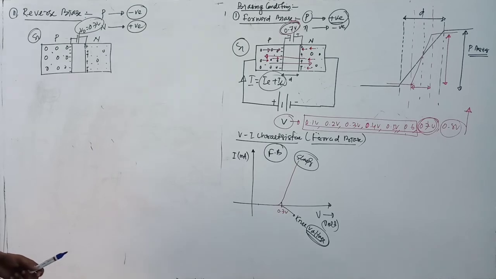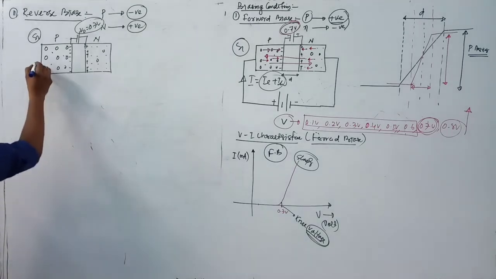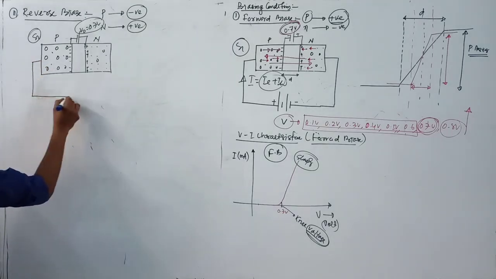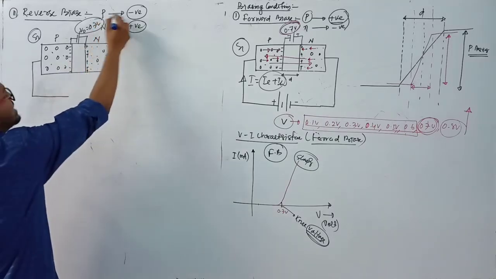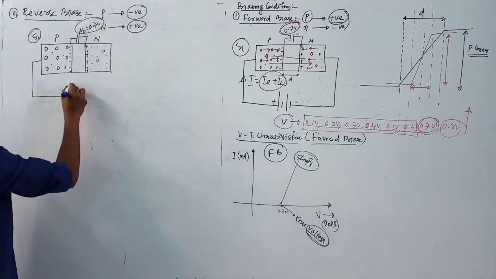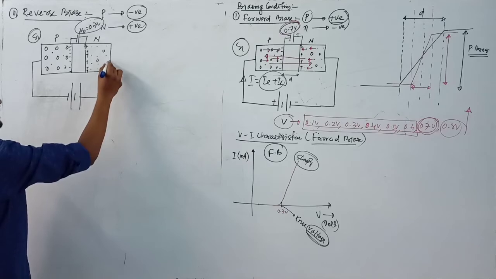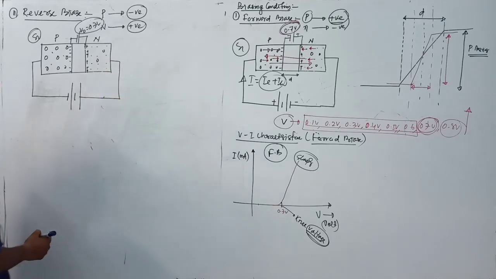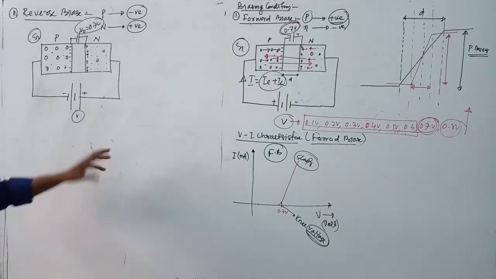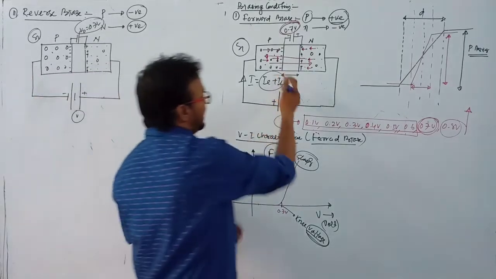Now we have to apply a battery to the semiconductor crystal, the p-type semiconductor with the negative terminal of the battery, and the n-type semiconductor with the positive terminal of the battery. Clear? Okay, now when we apply this potential, in the initial case, look at this diagram.